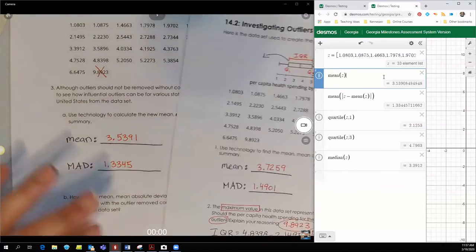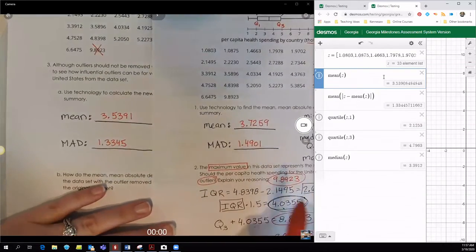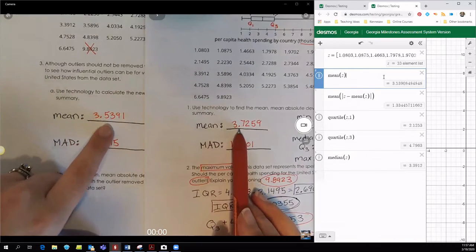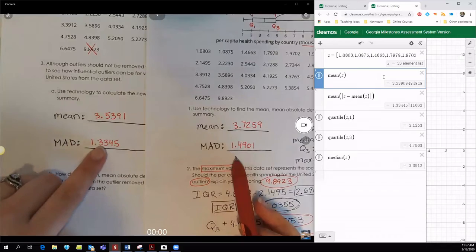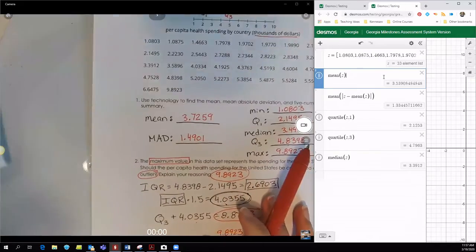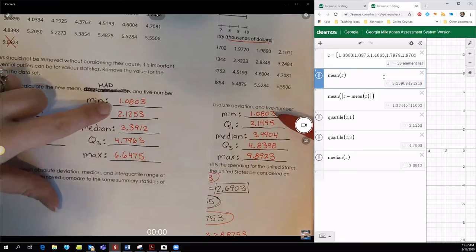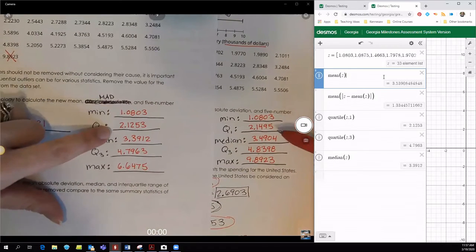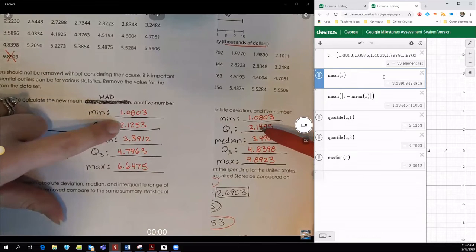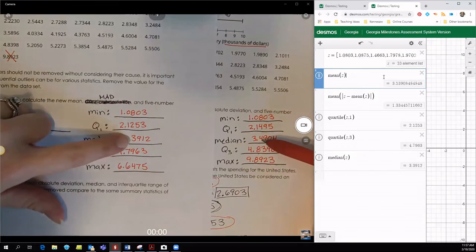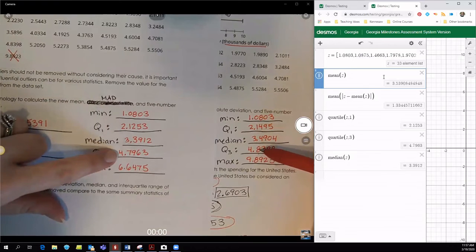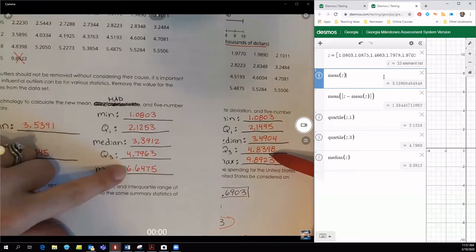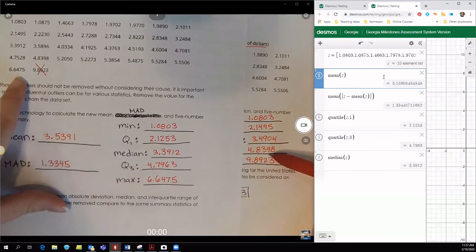So if I go back to my original data, so over here is my original, we can see that the mean, the average, actually went down when I took the outlier out. The mean absolute deviation went down a little bit when I took the outlier out. The minimum stayed the same because that smallest number in my data set isn't changing. The quartile 1 went down just a little bit. The median went down a little bit. Quartile 3 went down a little bit. And now our maximum is different because we took out that large maximum number. So the next number in line is now our maximum.